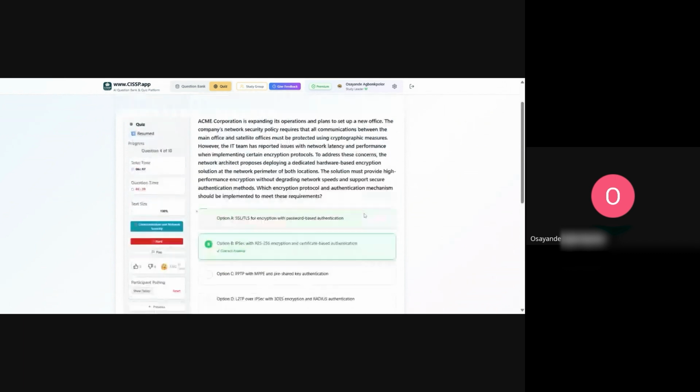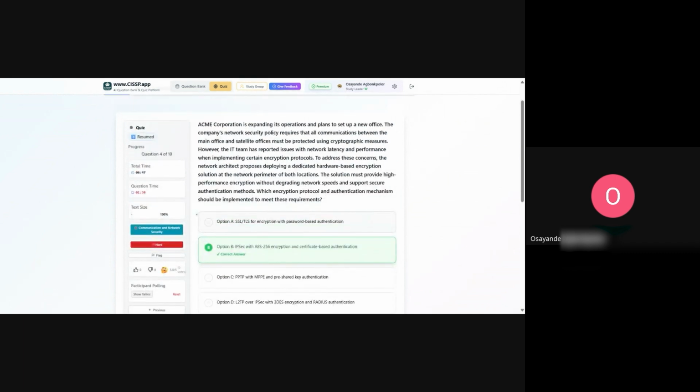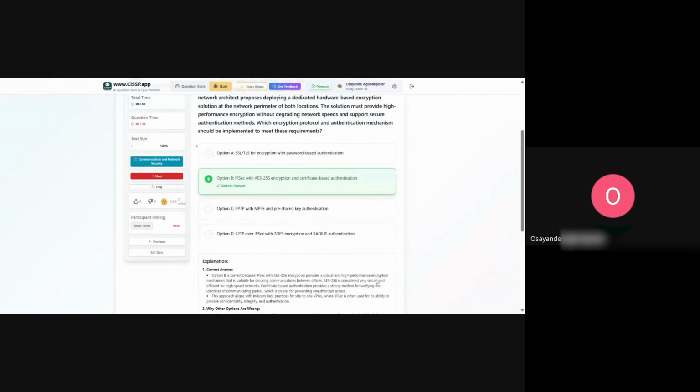Yeah, the only consideration I'd add about certificate-based authentication is that of scalability. It might not be too scalable, but of course, I'm sure that was not what they were looking at. And of course, IPsec is deployed as hardware, unlike OpenVPN. Go to the next question.